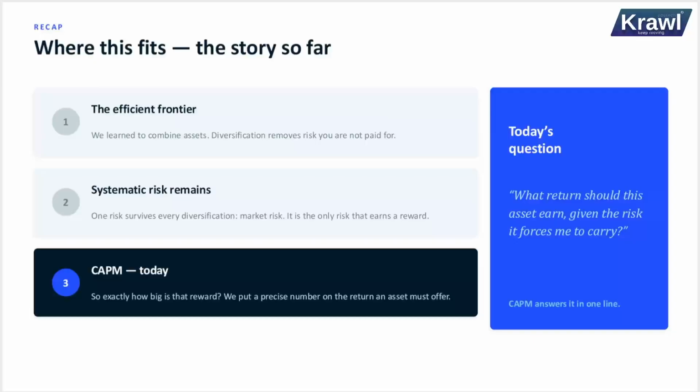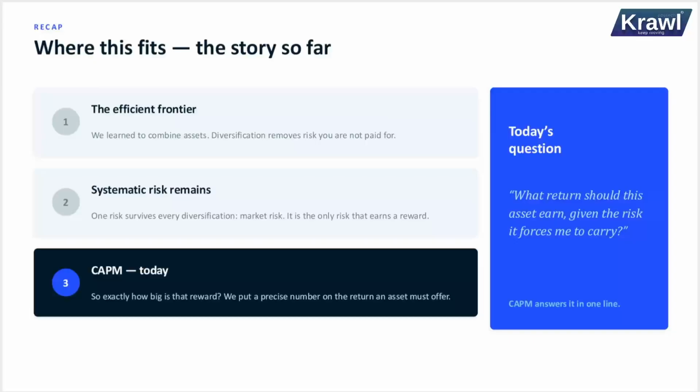So let me give you a quick recap. This is actually a 3 session series. In session one, we built the efficient frontier. We learned to combine assets: diversification kills off risk you don't get paid for. For risks which you can diversify, the market is not going to reward you, so you need to learn how to diversify them. The market will never compensate you for those.